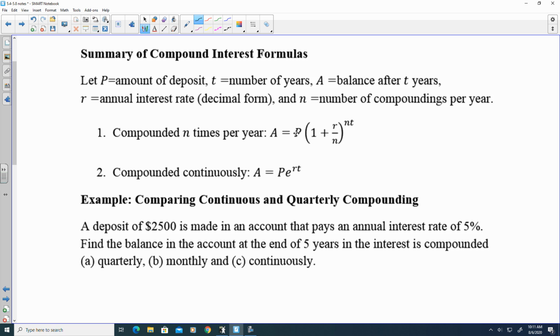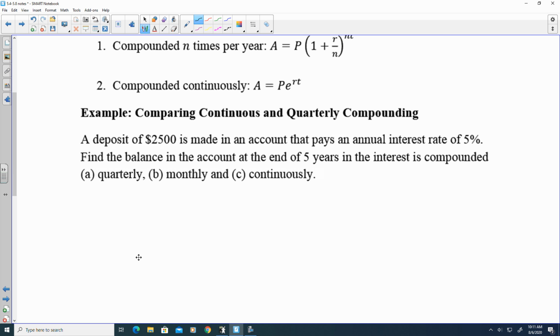So to review, P is principal, R is rate in the decimal form, N is the number of times compounded per year, and T is the number of years. Whereas with compounding continuously, there's no N involved, okay? Instead of the 1 plus R over N, we just have E to the RT.